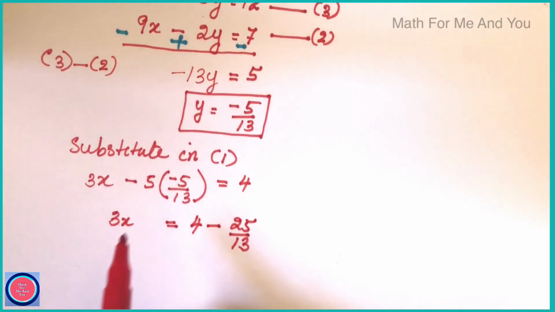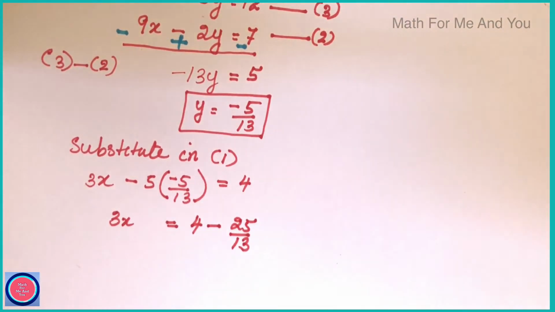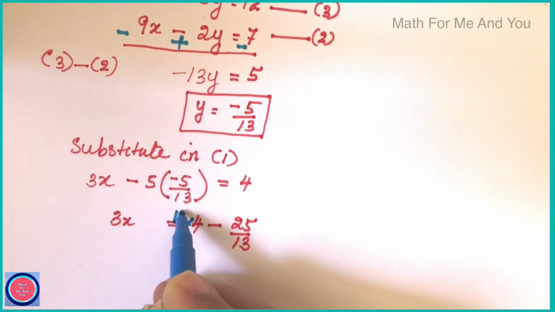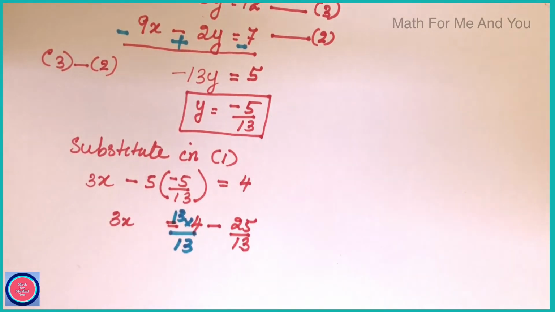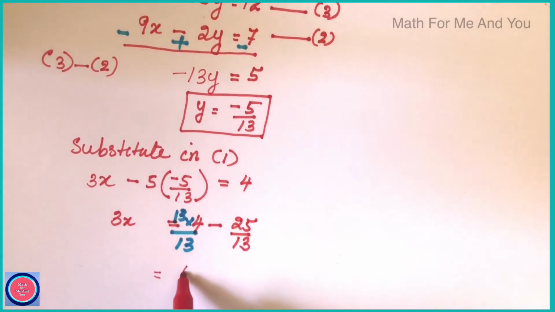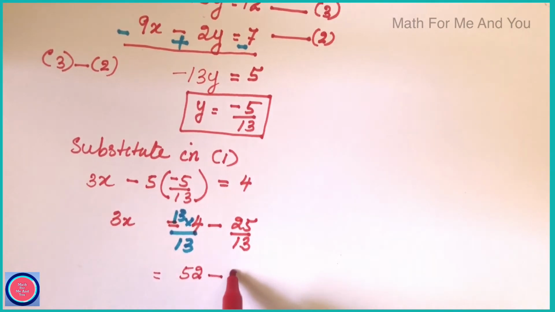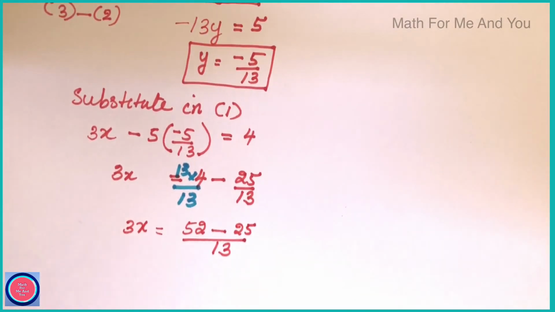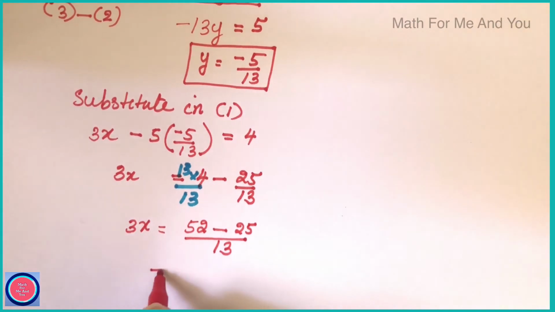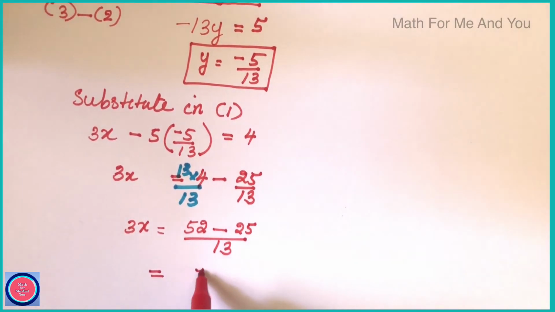How to subtract 25 over 13? Take 4 with the same denominator 13. So we multiply the numerator by 13 and also take the denominator as 13. Then we get 13 times 4, 52, over 13, and 25 over 13. So we can write with the same denominator 13: 3x equals 52 minus 25 over 13. What is x? 52 minus 25 is 27 over 13.